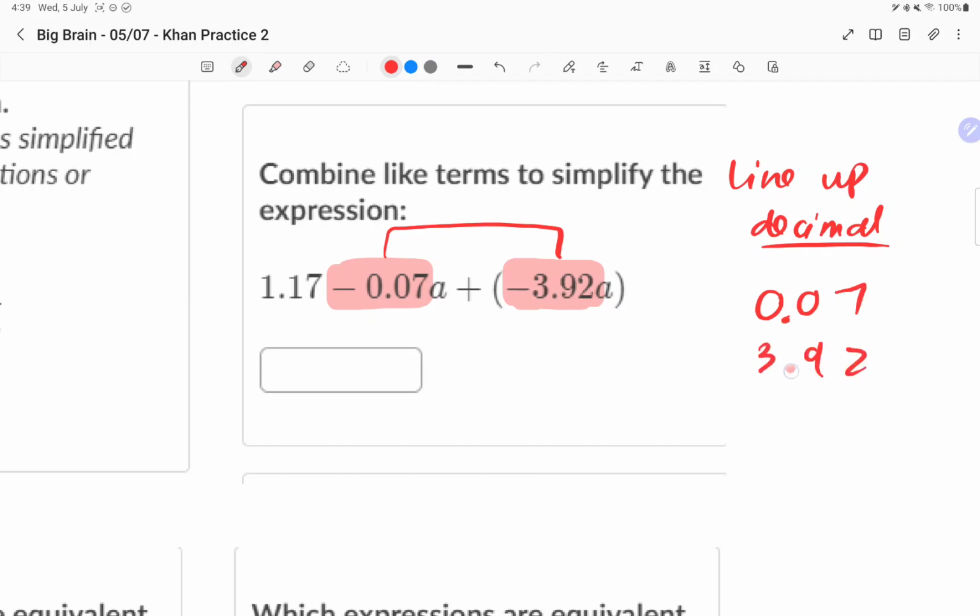So now that we've lined them up, is it a subtraction or is it an addition for these two numbers to get the final answer? Is it subtraction or addition? Subtraction? Subtraction, why? Actually, I don't know. No, Solina?